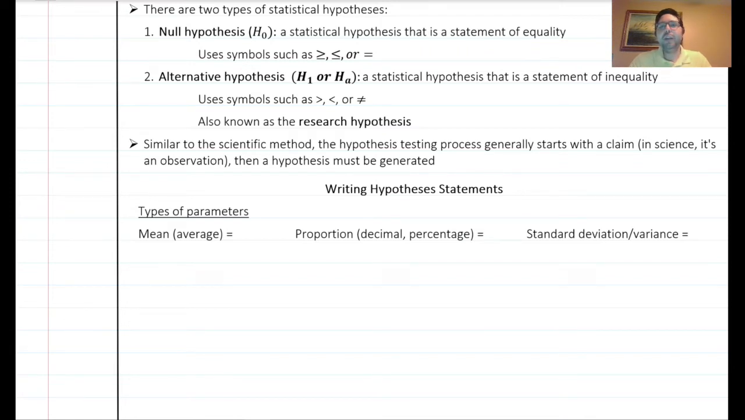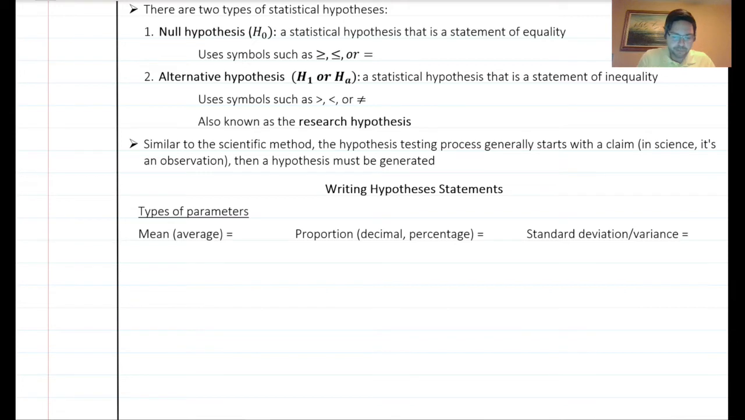So how do we write a hypothesis statement? First off, you need to know what types of parameters are involved. Remember, a statistical hypothesis is a statement about a parameter, and the null hypothesis is a statement of equality. So we need to know what types of parameters to use. Here are some types of parameters that we can use.